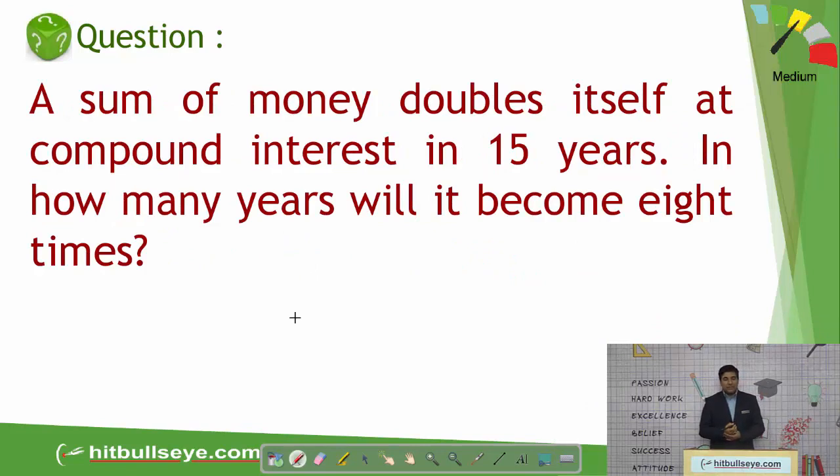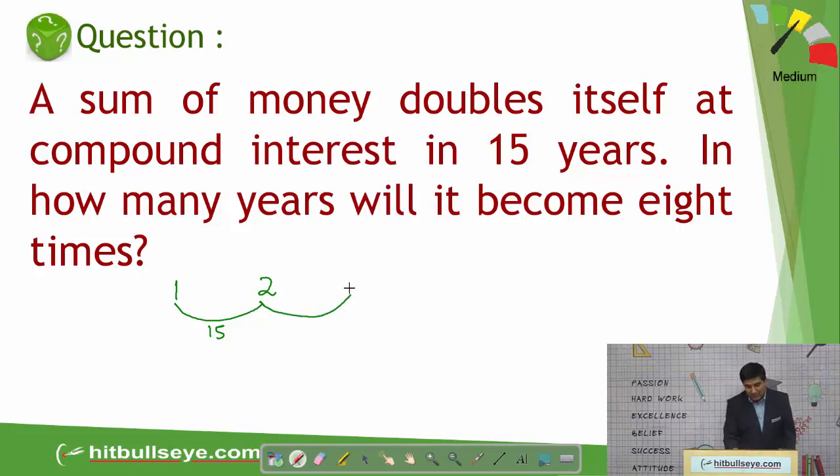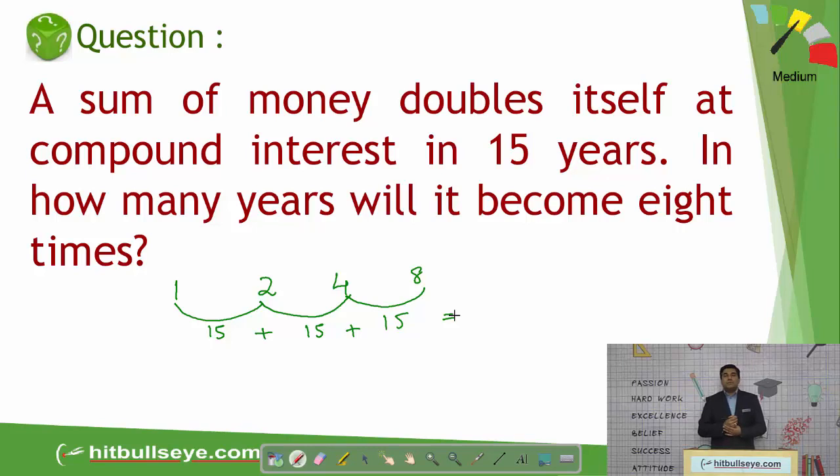A sum of money doubles itself at compound interest in 15 years. In how many years will it become 8 times? Now here we know that 1 rupee invested at compound interest becomes 2 in 15 years. So we need to get it 8 times. So again using the same concept, 2 becomes 4, it gets doubled in the next 15 years, and 4 again gets doubled to become 8 times in another 15 years. So we have 15 plus 15 plus 15, that is 45 years.